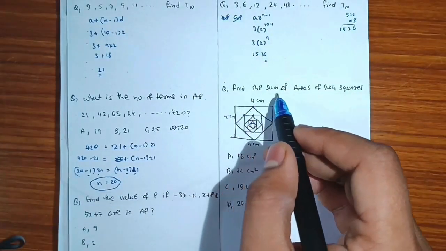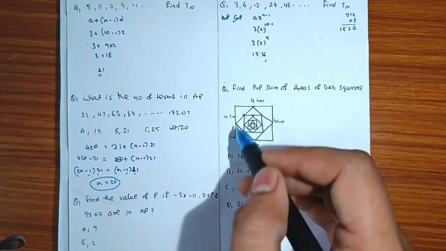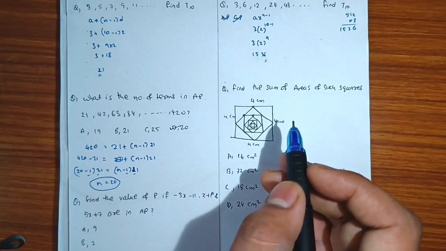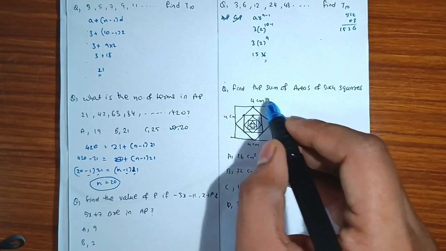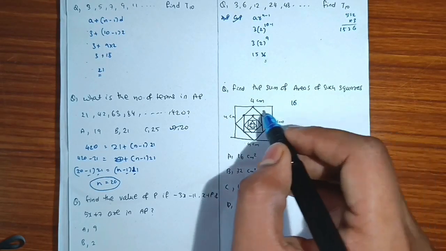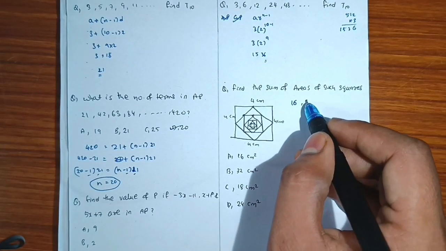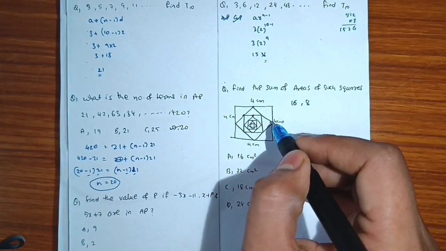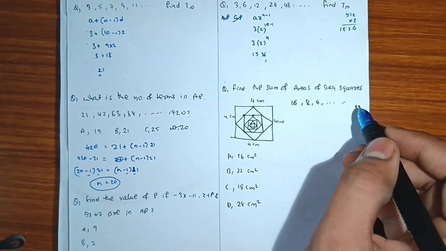Now find the sum of areas of such squares. So we need to find the sum of areas of such squares. Here initially the area will be 16. Later, when you calculate the area of this box, we will get 8. Finding the area of the next box, it will be 4, and so on.